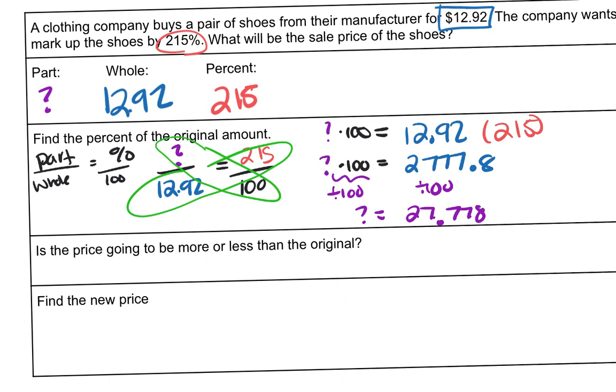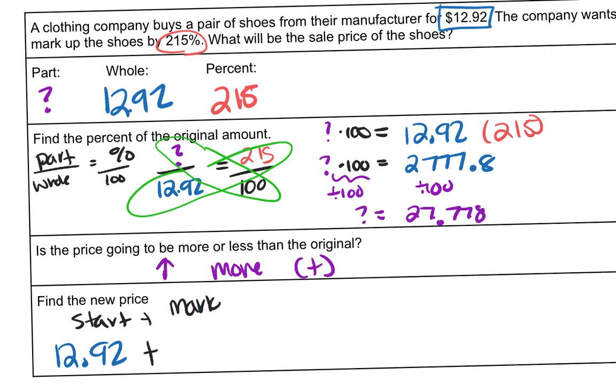So in this case, we are talking about a markup. So the price is going to go up and be more than the original, which means we're going to add. So I take this starting cost, the $12.92. I add the markup amount, 27.778. That is 40.698.